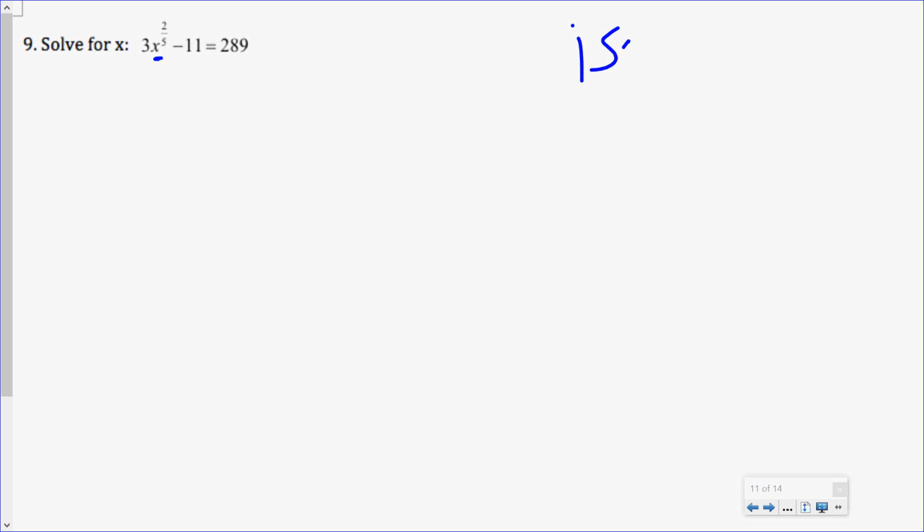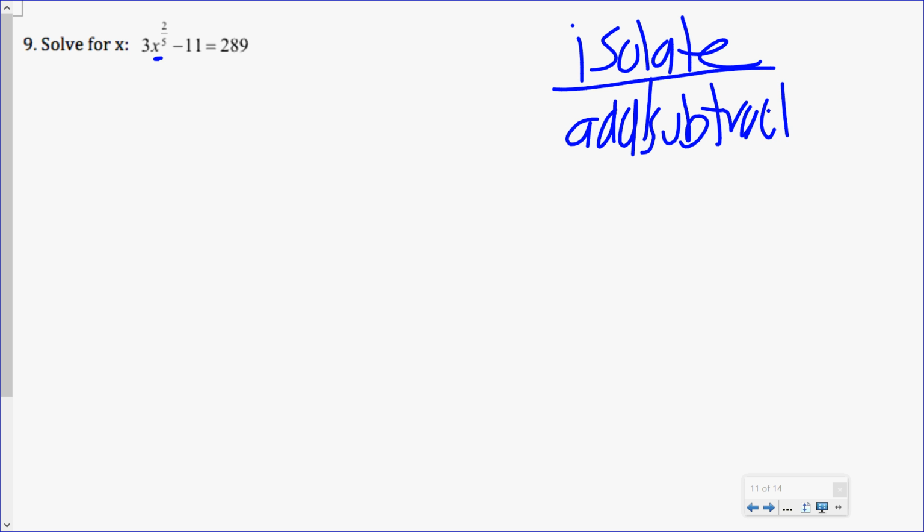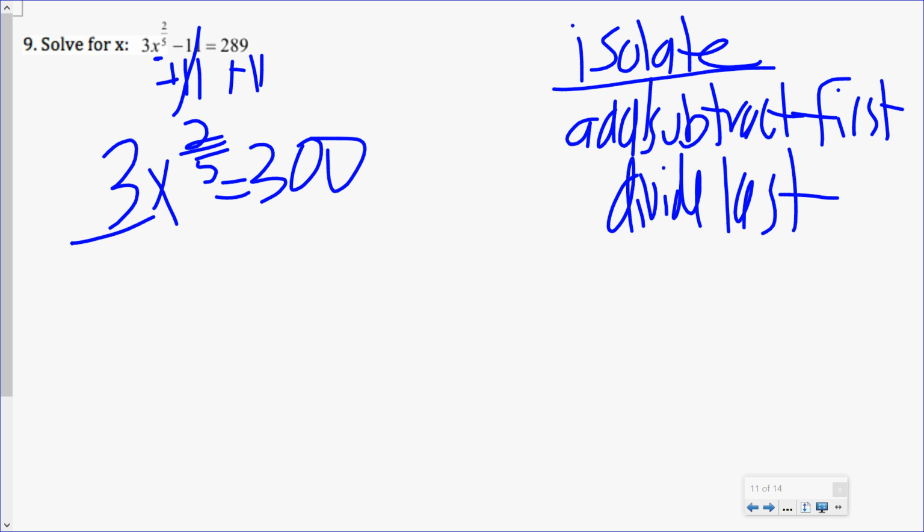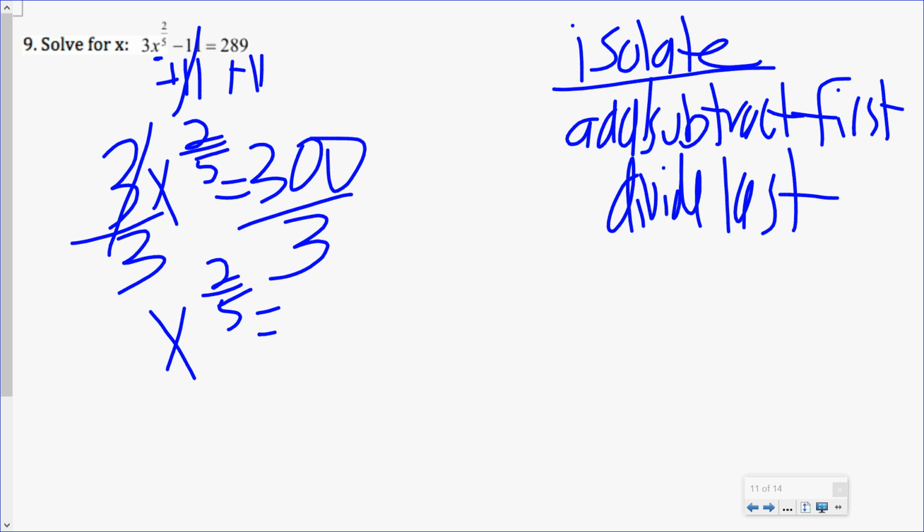Whenever you're isolating, this really goes back to 7th grade, we're always adding or subtracting first and dividing last. And if you want more practice with this specific type of question, you can go to constant exponential equations. So I'm adding the 11. Dividing by 3. To isolate, I add or subtract first, divide last.